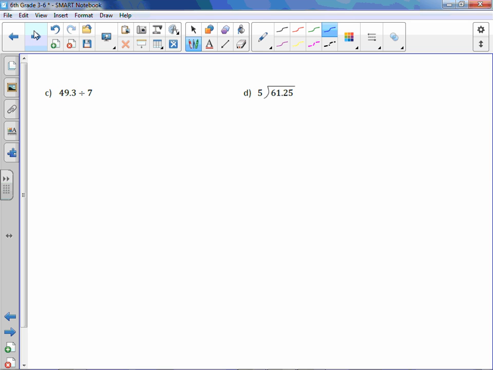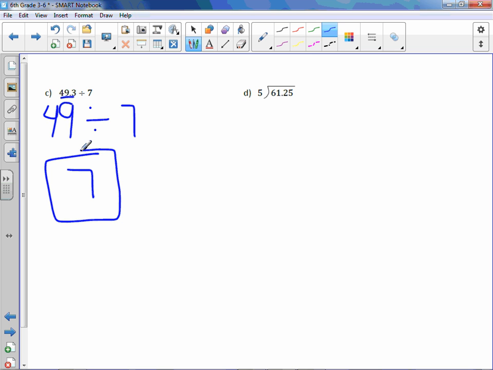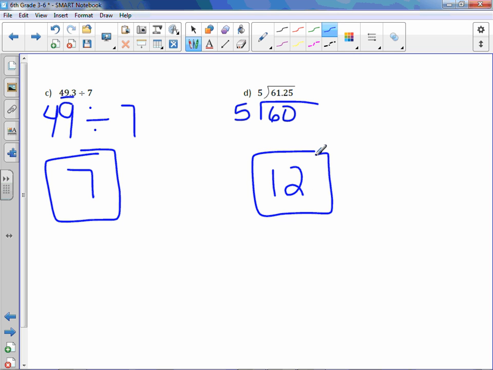Letter C, 49.3 divided by 7. Think of your multiples of 7, the one that's closest to 49.3. 49 would be closest, and it is a multiple of 7. 49 divided by 7 is 7. Letter D, 61.25 divided by 5. 61.25 is close to 60, which is a multiple of 5, and 60 divided by 5 is 12.